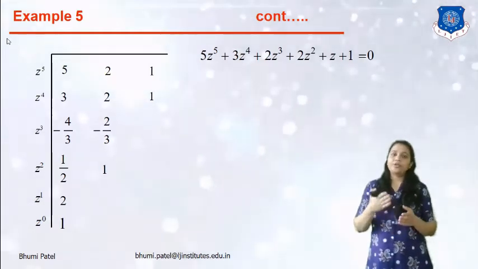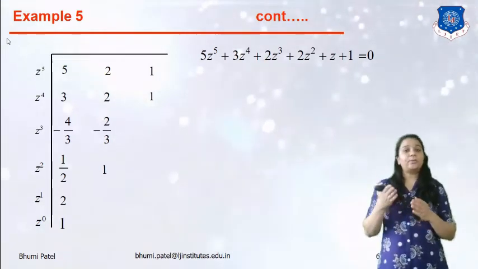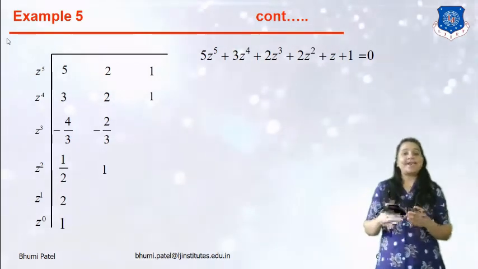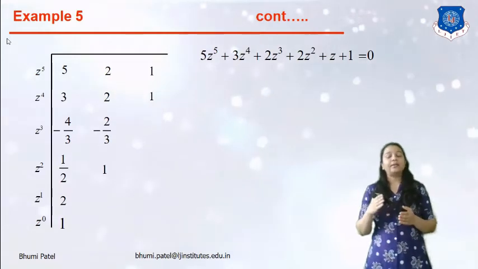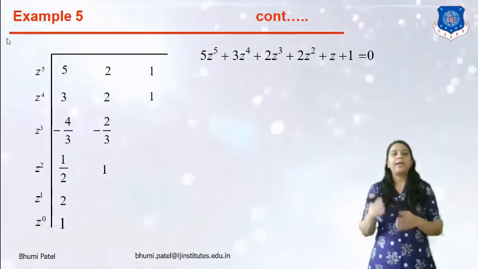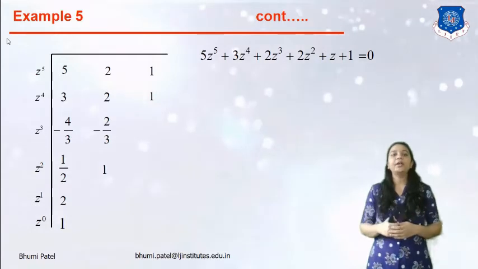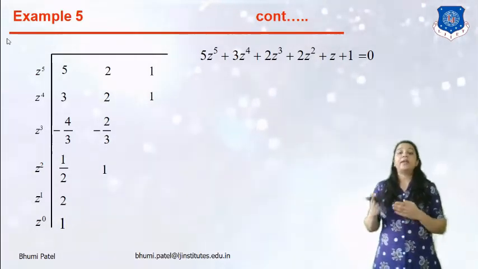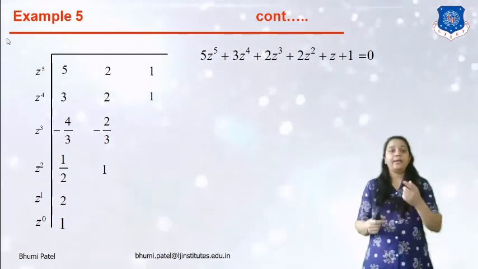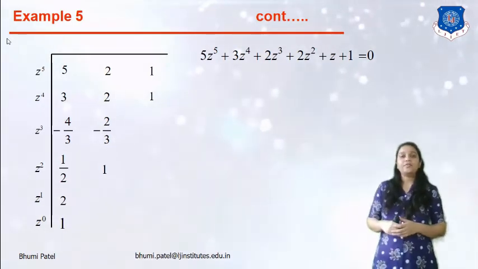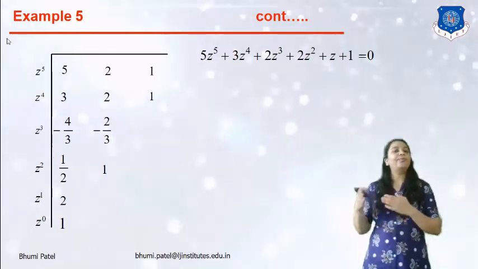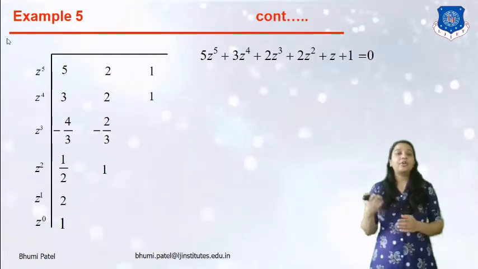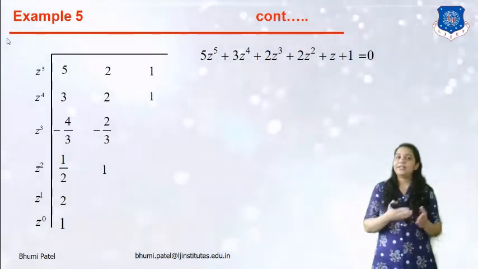We start with the maximum power of z and end with z raised to 0. First of all, we write the coefficient of z^5, which is 5. Next we skip the z^4 term and write the coefficient of z^3, which is 2. After that we skip the 2z^2 term and write the coefficient of z, which is 1. So the first row is 5, 2, 1. Now for the z^4 row, we write the coefficient of z^4, which is 3.